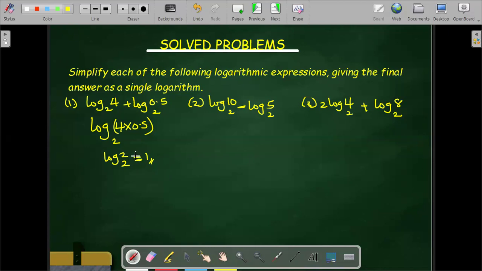Another person could have gone through another approach of rewriting this. The logarithm of 4 can be written as 2 to the power of 2 to base 2, plus 0.5, which is the same as 1 over 2 or 2 raised to the power minus 1. So we could rewrite 0.5 as the logarithm of 2 to the power of minus 1 to base 2. Then, using the power law, we have 2 logarithm of 2 to base 2, plus, taking the minus 1 to the front, minus 1 logarithm of 2 to base 2.